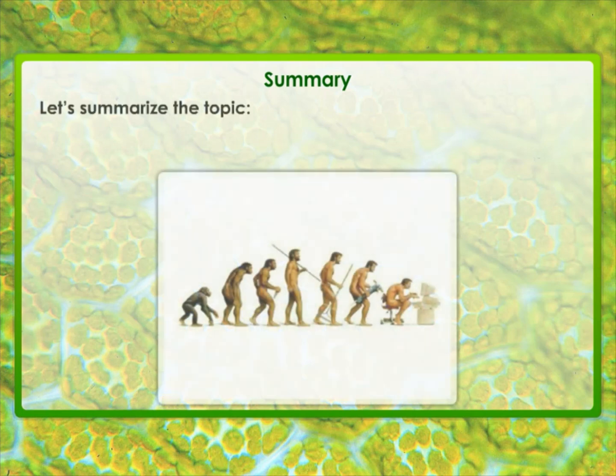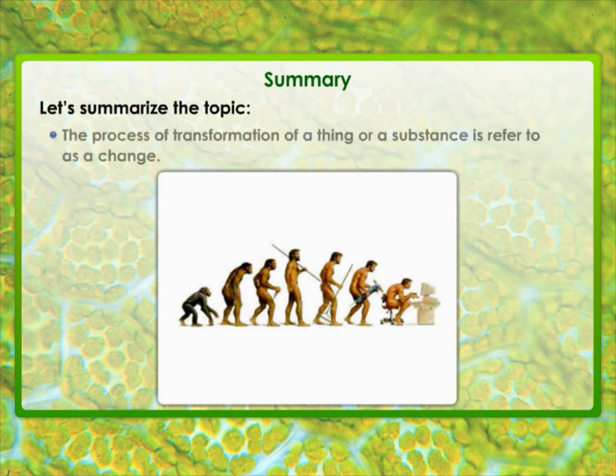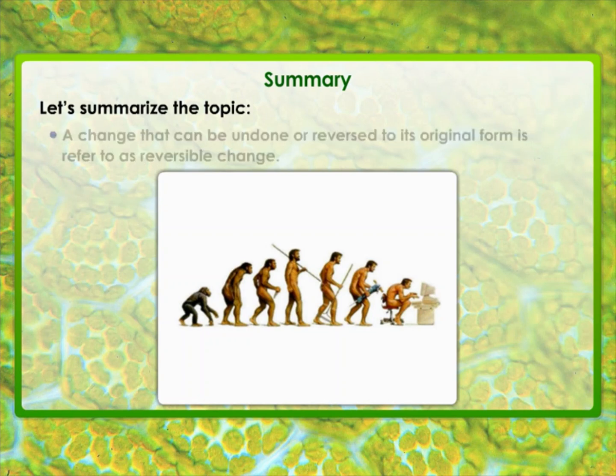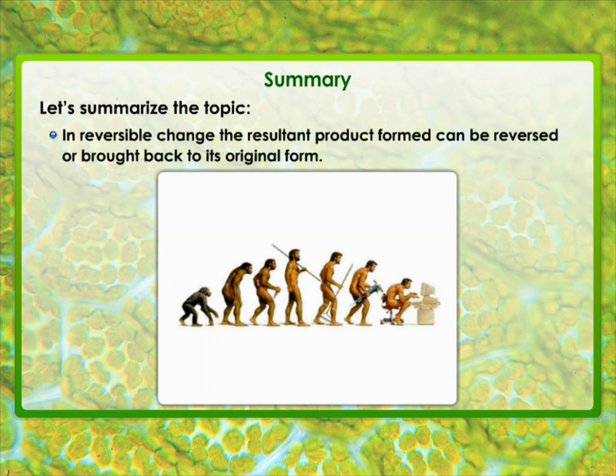Summary. Let's summarize the topic. The process of transformation of a thing or a substance is referred to as a change. A change that can be undone or reversed to its original form is referred to as reversible change. In reversible change, the resultant product formed can be reversed or brought back to its original form.